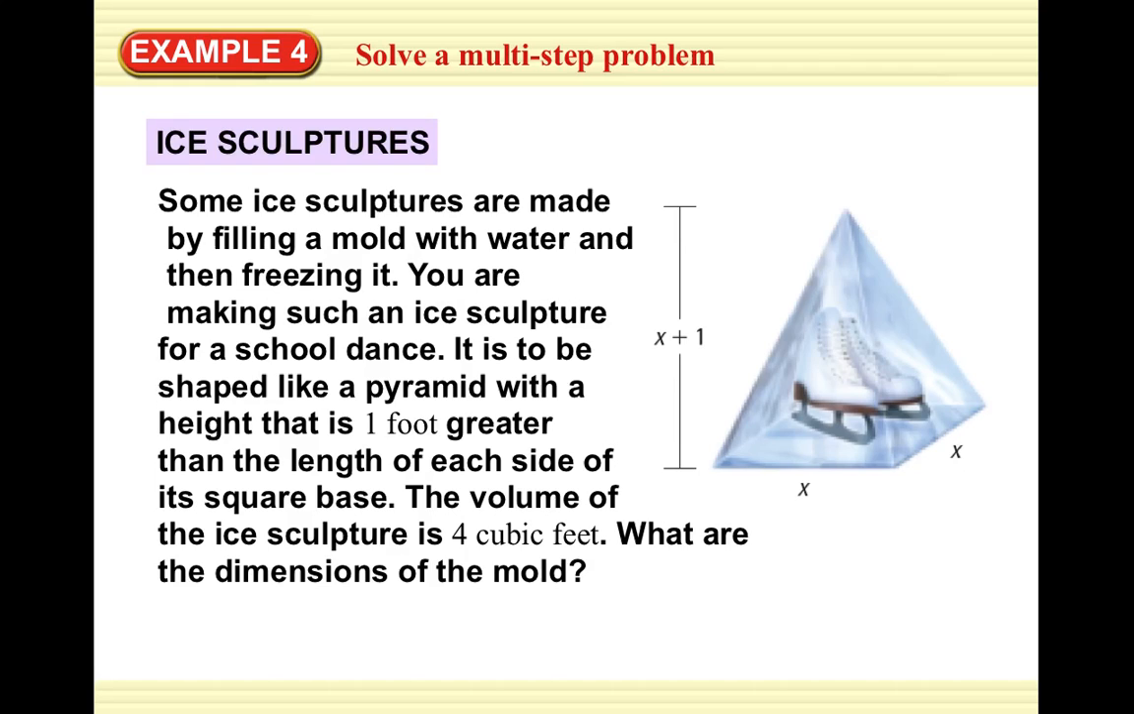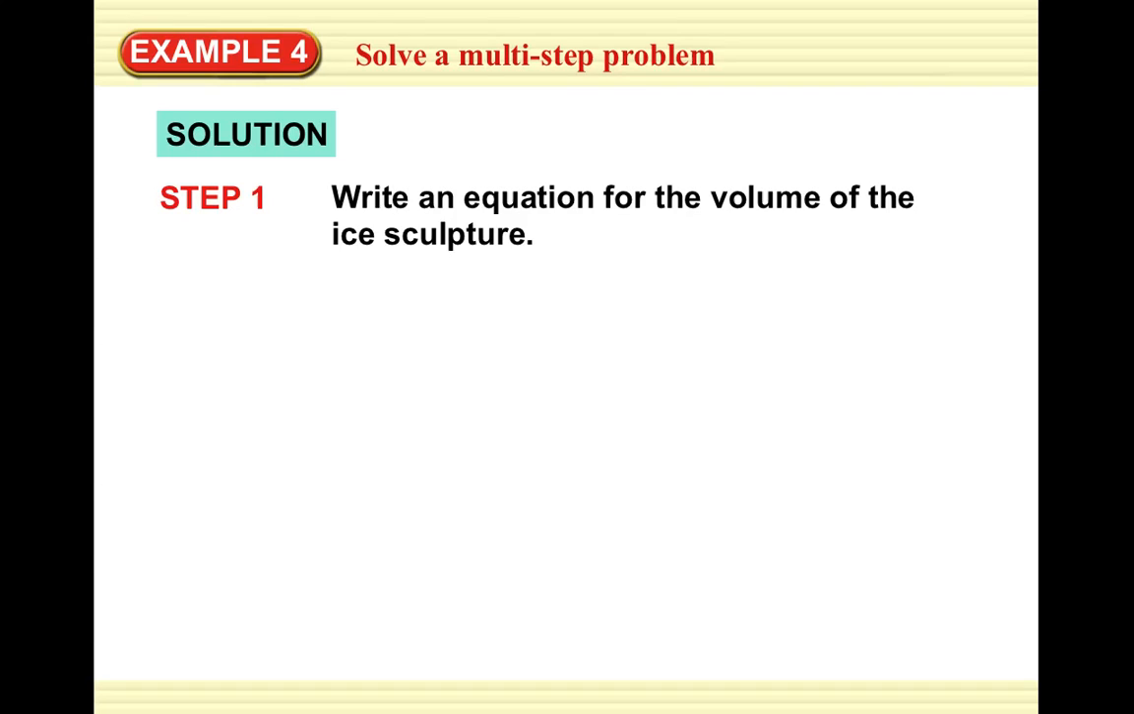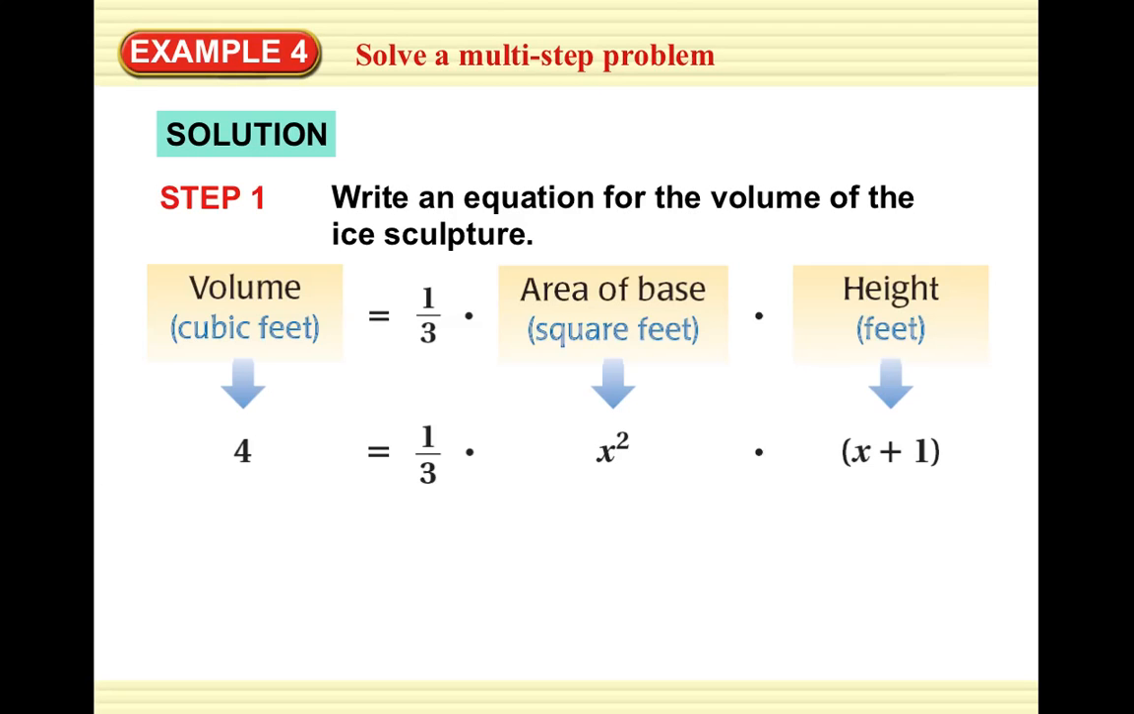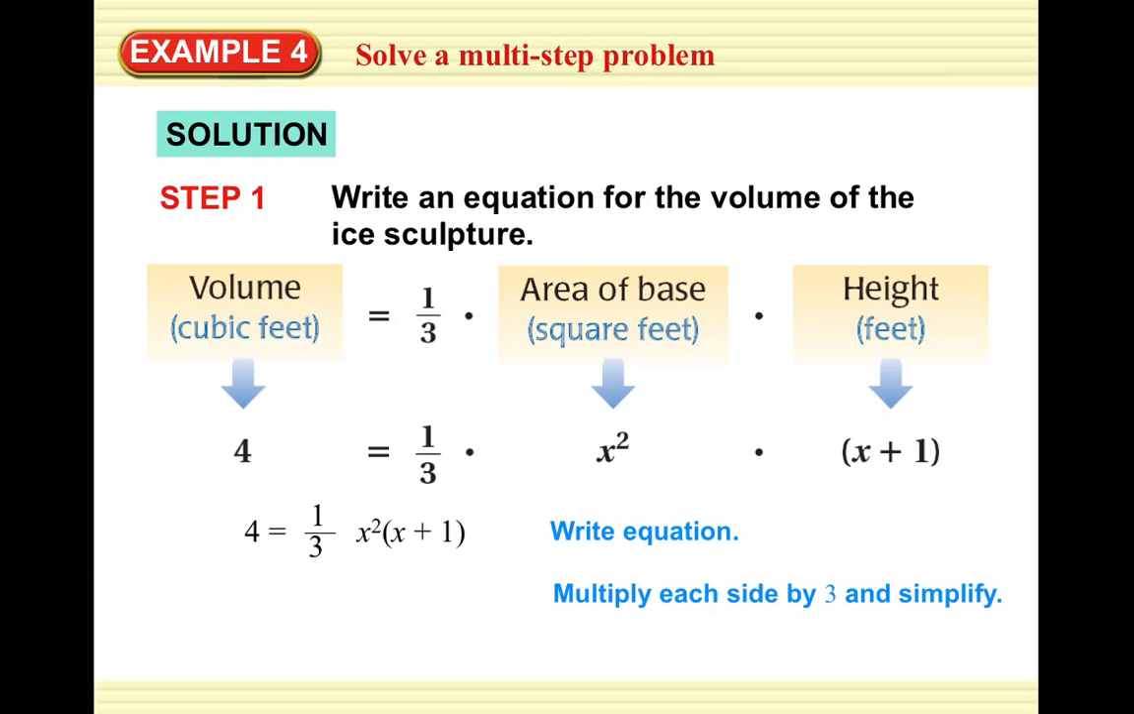So there's our picture, and it's been labeled for us. So step 1, we want to write a verbal equation. So the volume is equal to 1/3 times the area of the base times the height. Again, for a quiz or a test, if you needed any formulas, I would give them to you. Substitute in the numbers, and then simplify out our equation. So 4 equals 1/3 x squared times x plus 1. Multiply each side by 3 so we can simplify, and we get 12 equals x to the third power plus x squared. Subtract 12 from each side, so basically we're setting everything equal to 0.